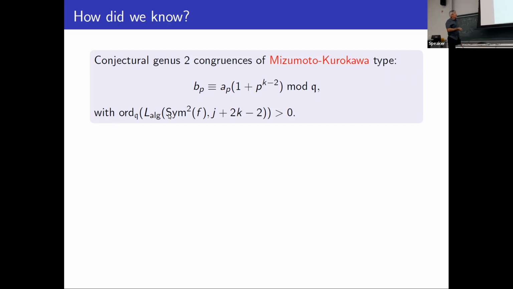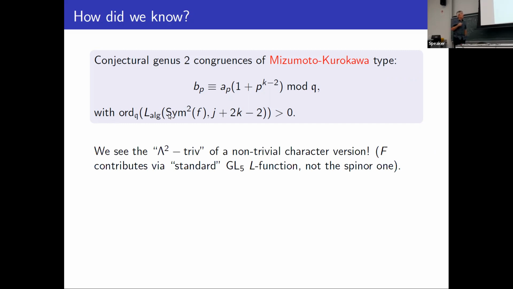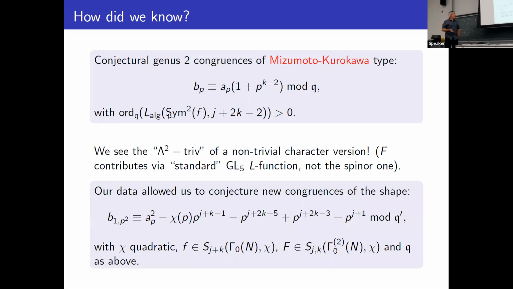And of course, ours is slightly different because there are two L functions that you can associate with a Siegel modular form. This one corresponds to the spinor one, and we correspond to the standard representation. So this allows us to conjecture actually a new family of congruences.